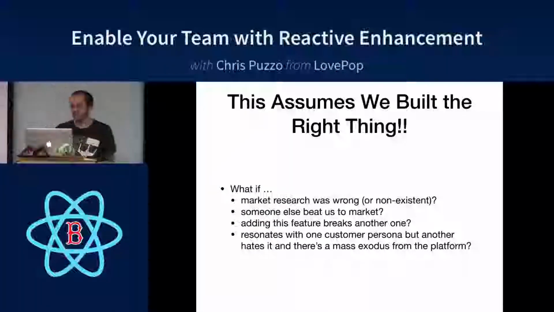The problem here is that this assumes that we built the right thing, right? So what if the market research didn't exist because we didn't do any, or it was wrong, right? We talked to the wrong set of customers. We thought they were first-time buyers, but they actually were repeat buyers, and they just lied on their intake form because they wanted the $150 Starbucks gift card, right? Or someone else beats us to market, right?